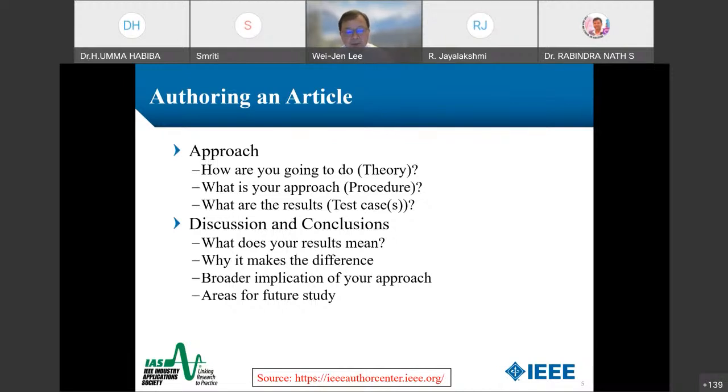And for this one, I forgot to mention, these are from IEEE. So IEEE Author Center, ieee.org. You can look there for more detailed information about authoring a paper.